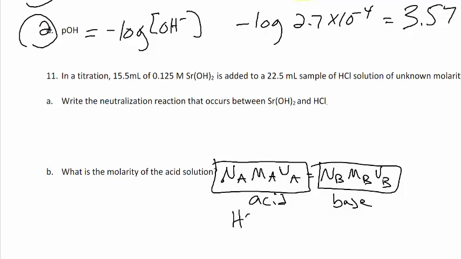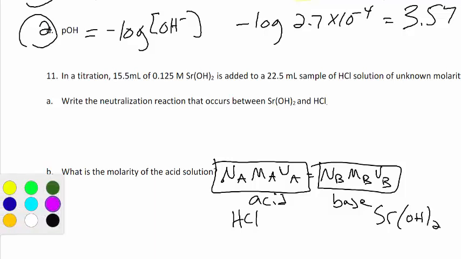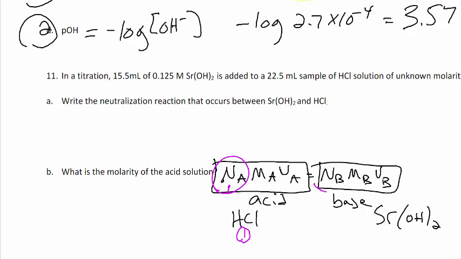So the acid here is HCl, and the base here is Sr(OH)2. The N comes from the formula. So it's really the number of H's. In this formula, you only have one H, so the N here is going to be 1. And in this formula, you have 2 OH's, so the N is going to be 2 there. I'm going to write the reaction afterwards. So I'm going to go ahead and say that the volume of the base is 15.5, the molarity is 0.125, and then the acid volume is 22.5, and we're trying to find the molarity.